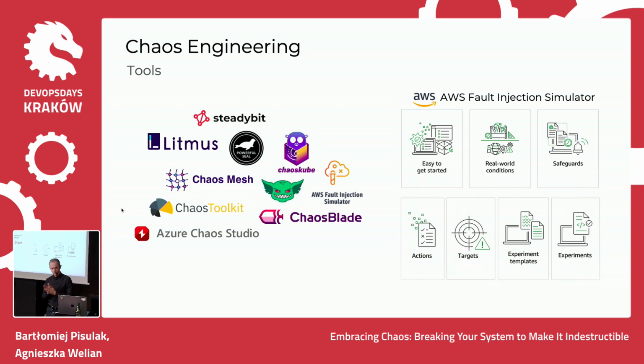Talking about AWS Fault Injection Simulator, it's basically a service that AWS gives you. It's easy to use like any other AWS service. It has some safeguards. You have some actions, targets, templates, but you're going to see during the demo how it actually works. What are we going to do?